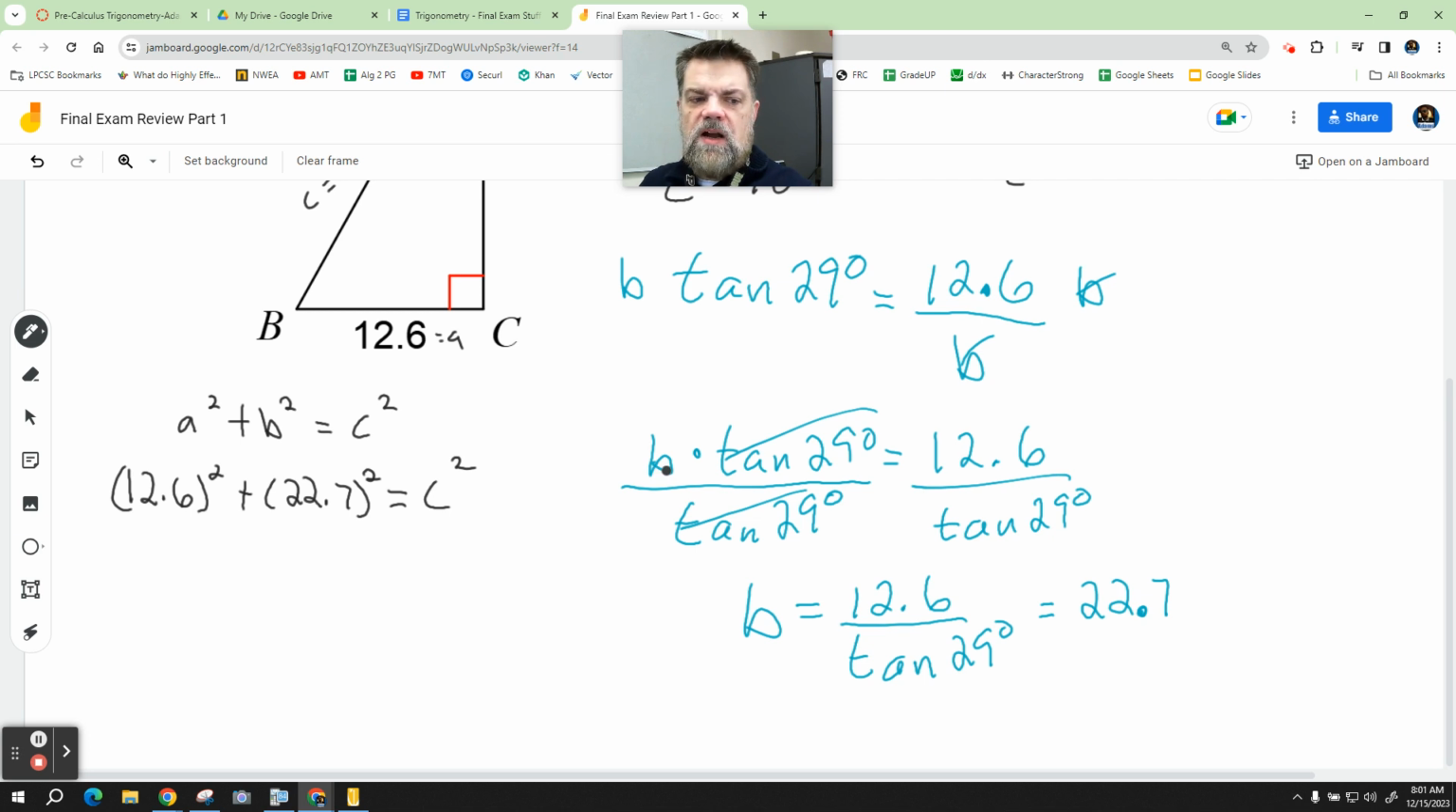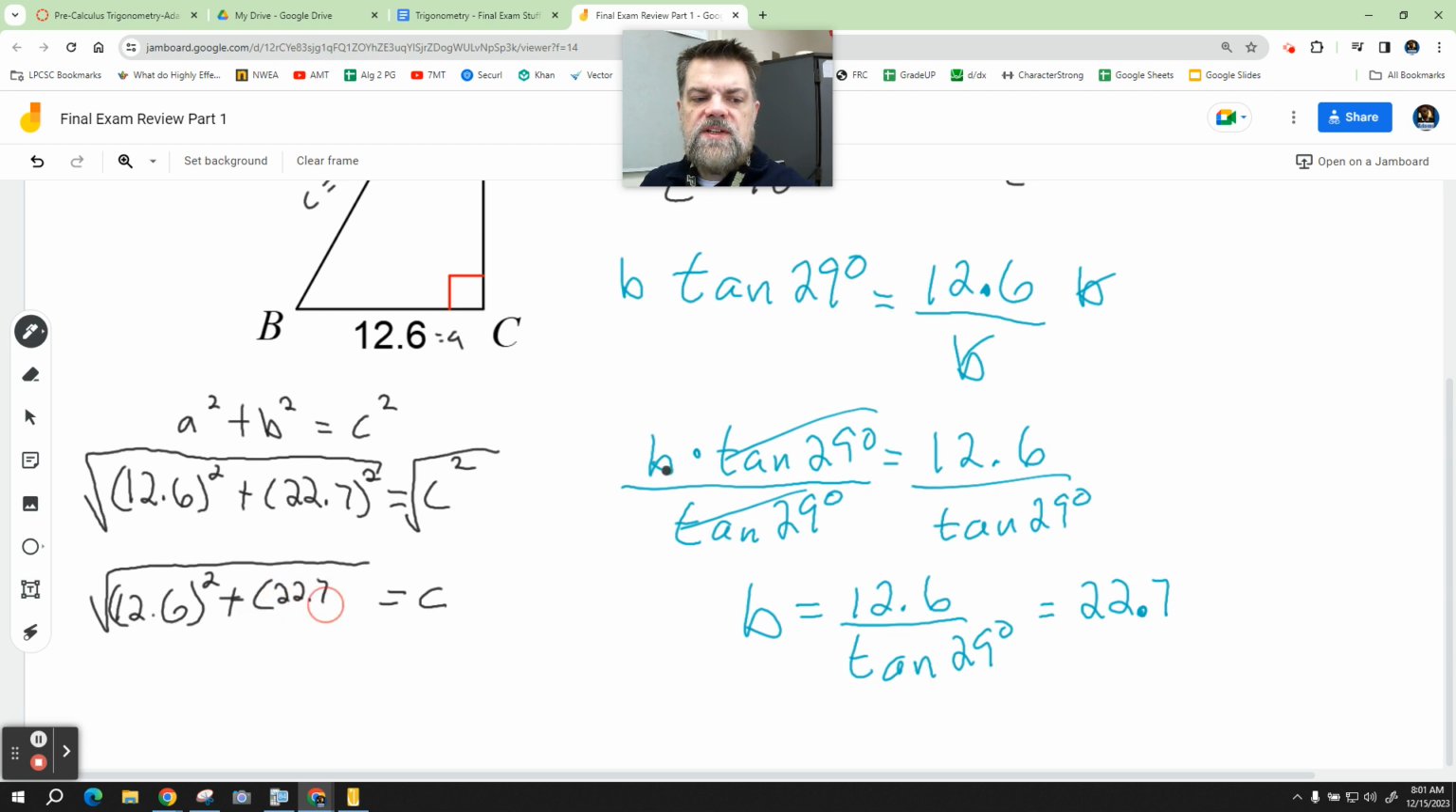Now remember, I want to get c by itself, so I'd have to take the square root of this whole thing, and I'd have to take the square root of this thing. So then c technically equals the square root of 12.6 squared plus 22.7 squared.